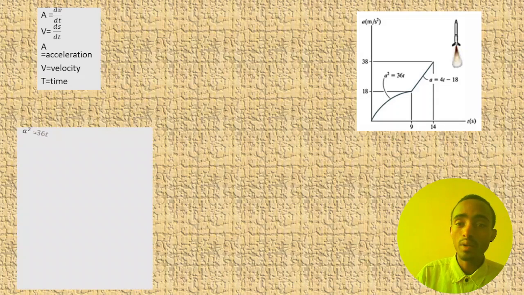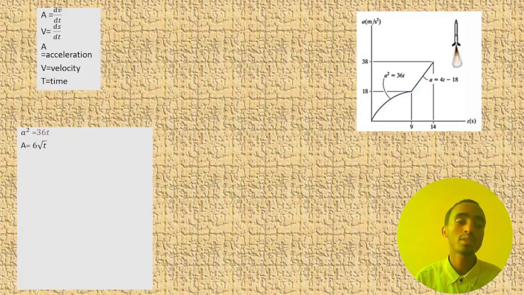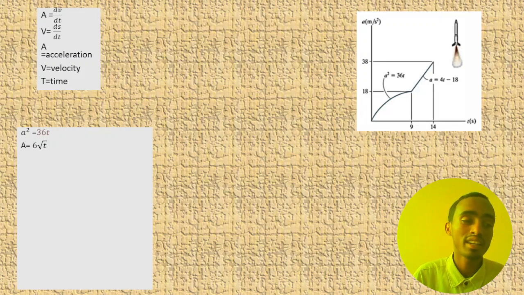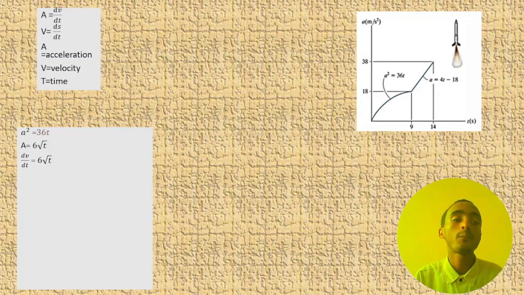So here we are given acceleration a = square root of 36t. From this, a = 6 times the square root of t, since the square root of 36 is 6, which we get using the calculator. So acceleration is equal to 6 square root of t. We can find the velocity from here, since acceleration is the first derivative of velocity, dv/dt. We substitute 6 times the square root of t in place of a.